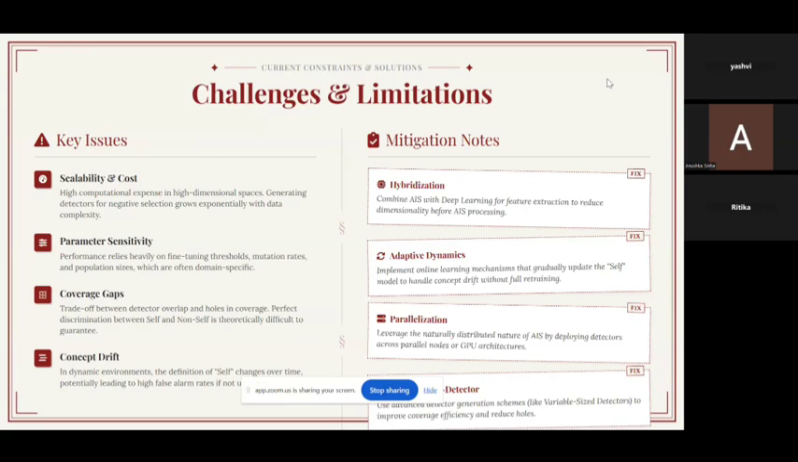Third solution for these challenges is parallelization. We can run AIS detectors across many parallel nodes or GPUs, taking advantage of the system's naturally distributed design. Fourth, use r-chunk or V-detector methods, advanced detector generation methods that improve coverage and reduce holes, making detection more efficient.